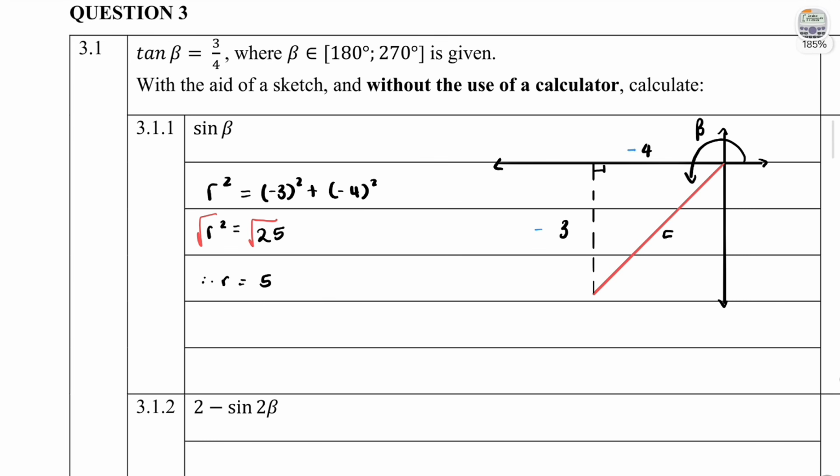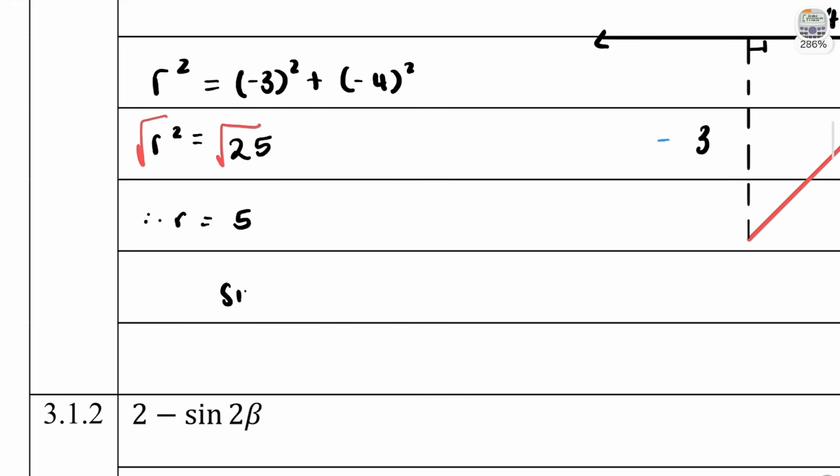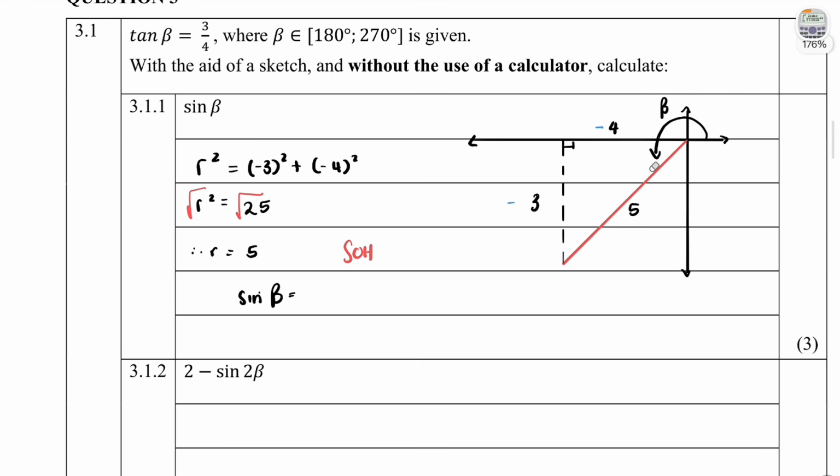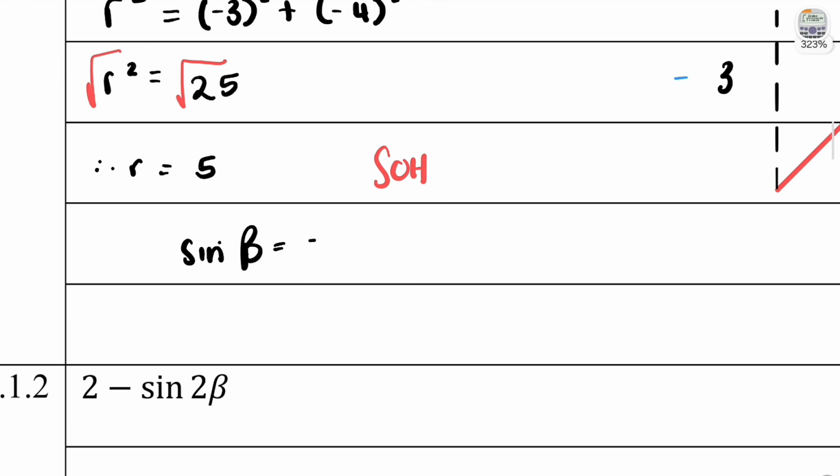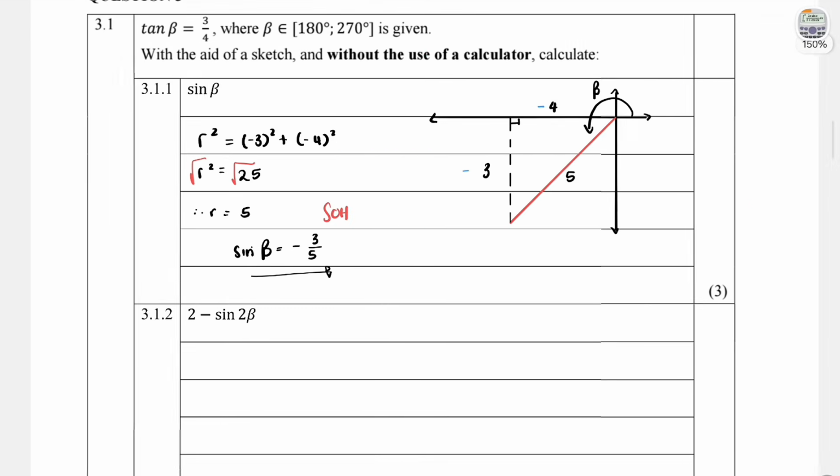And now that we know that r is 5 units, we can finally find sine beta. So it means that sine beta is equal to, from SOHCAHTOA, sine is the opposite over the hypotenuse. So the opposite side, okay, there's beta, opposite is negative 3 over the hypotenuse of 5. So our answer is negative 3 over 5. And that is it for 3.1.1.